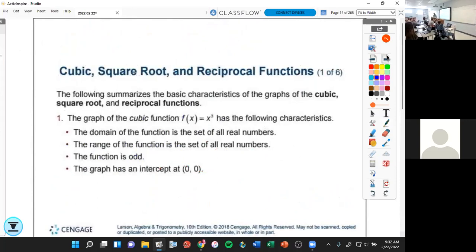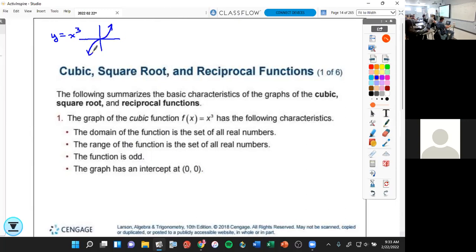Basic characteristics of the cubic, the square root and reciprocal functions. The cubic function, do y'all remember what that one looks like? Okay. Y equals x cubed looks something like this. Do y'all remember what the square root function looks like?